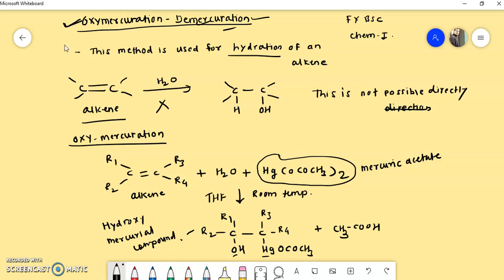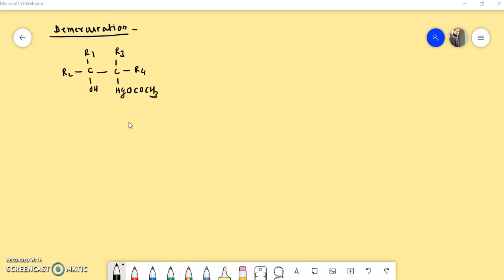This reaction is completed within a few minutes. Only a few minutes are required to complete this reaction. And the addition of a hydroxyl group and a mercury compound across the double bond is called oxymercuration. Okay, so this is oxymercuration. Now we'll see further what is demercuration.